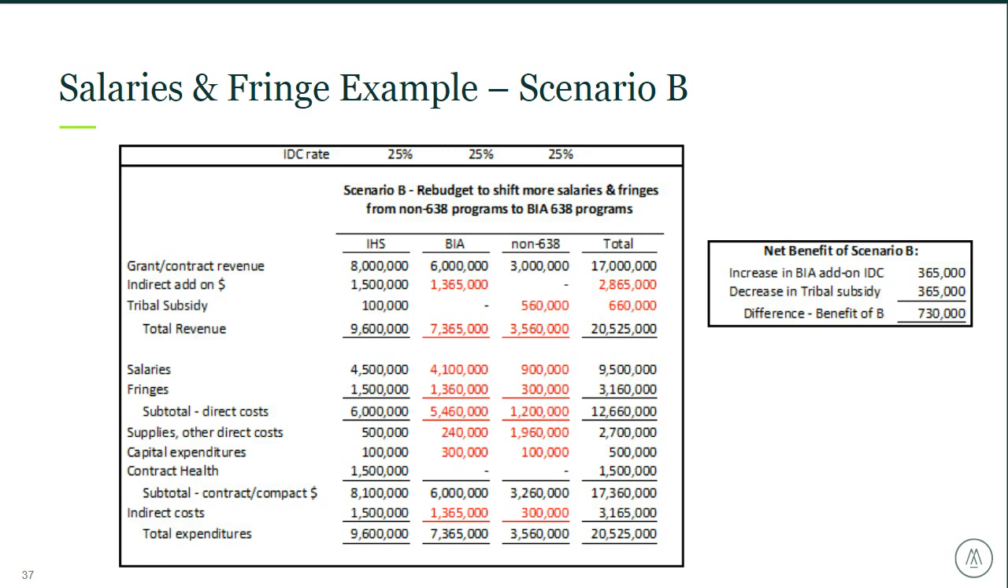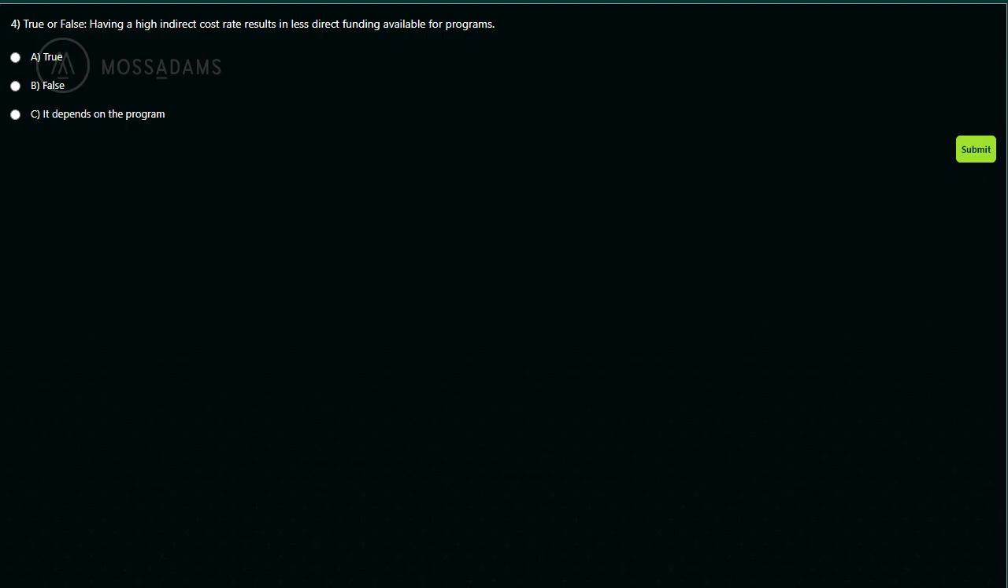All right, it looks like we have another polling question. So our last polling question is: true or false, having a high indirect cost rate results in less direct funding available for programs? A, true, B, false, or C, it depends on the program.